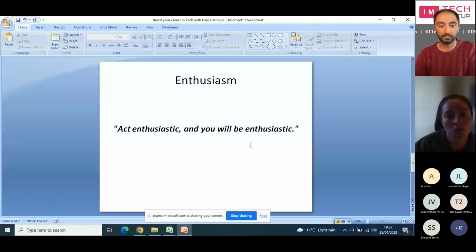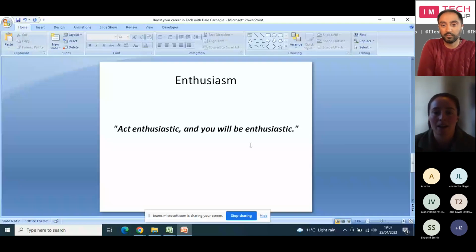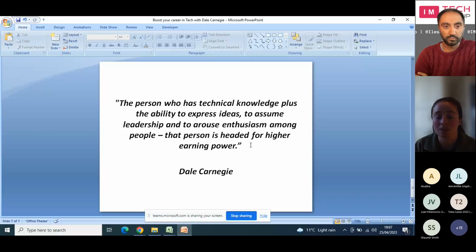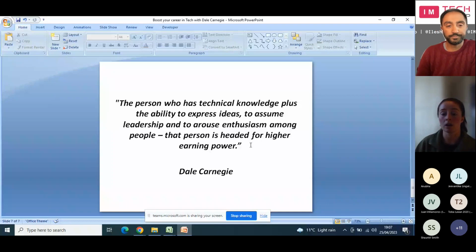I'm just going to finish on this. This is just a quote from Dale Carnegie, and I think it applies very well to technology when I actually found this. "The person who has technical knowledge plus the ability to express ideas, to assume leadership, and to arouse enthusiasm among people, that person is headed for higher earning power." And I think that's the thing that, again, I'd like to leave you on with today. Yes, technical skills are obviously key to a career in tech, but there are these interpersonal skills of respect, being a good listener, enthusiasm. They all sound so basic, but they are so key to growing relationships at work, influencing people to progress in your career.